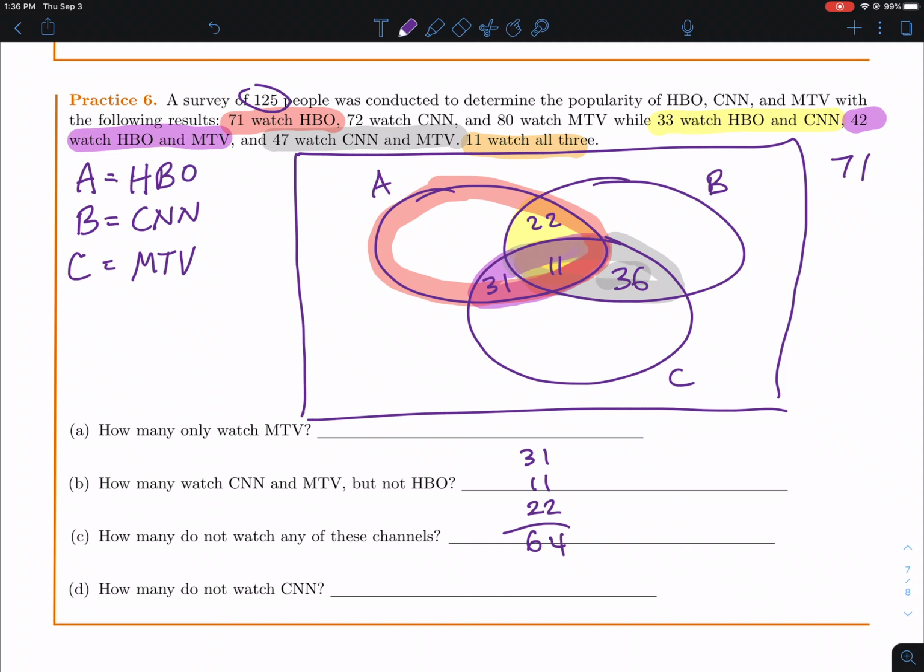So I've already got 64 people in there. So if I do 71 minus 64, that gives me 7 people that just watched HBO. So I can put them in that circle.